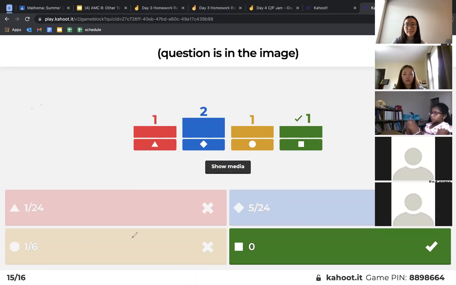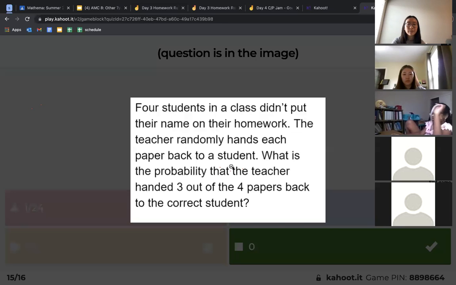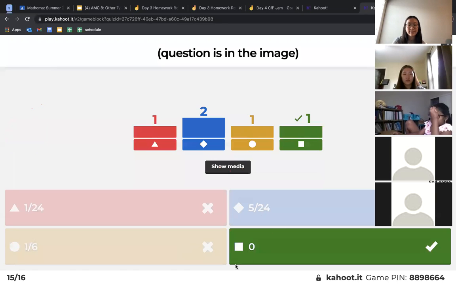Okay, so this one I did not give a hint on, but it is 0. If she hands back the papers correctly to 3 of the students, then there's only going to be 1 paper left, and that paper has to go to that last student. It has to be the correct paper because there's only 4 papers and only 4 students. So there's no way she can only hand out 3 correct papers and get the last one completely wrong. Right? So it's just basically logic.